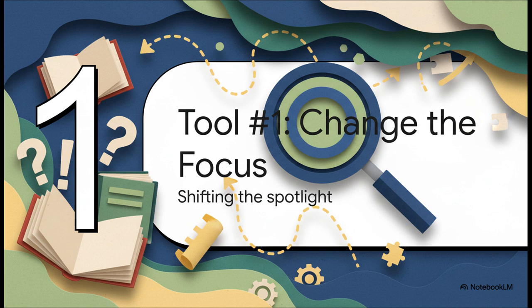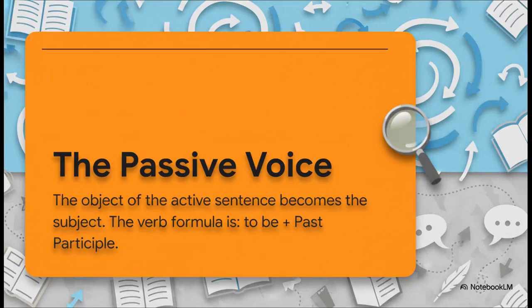It's like being a director, you get to decide who or what gets the spotlight in your sentence. This is going to make your English so much more dynamic. So that trick we just saw with the Mona Lisa, it has a name, the passive voice. So why would you even use this? Well, maybe you don't know who did the action, or maybe you just want to make the object, the thing that received the action, the most important part.